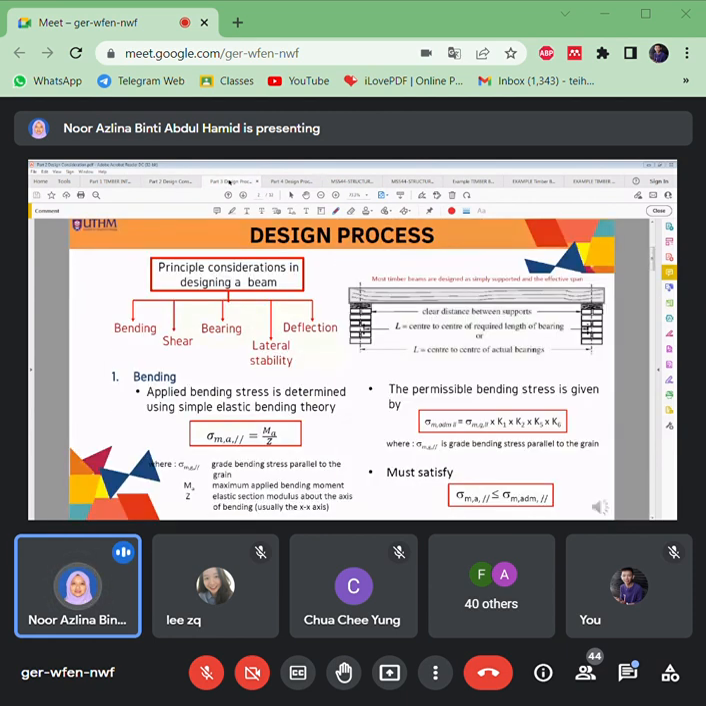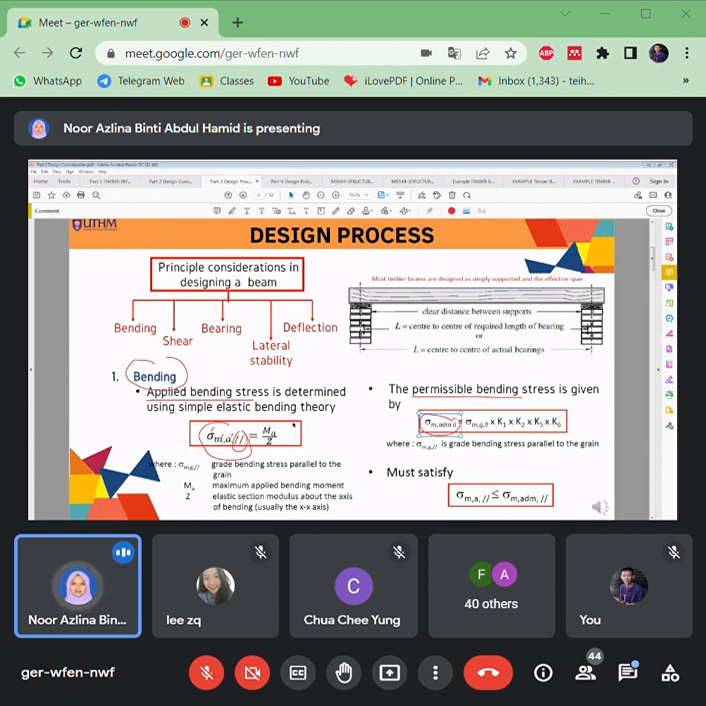Okay, then we go to part 3. In part 3, it lists all the equations that you need to use. First you have to consider the bending. This is the equation for bending, where you compare the applied bending stress with the permissible bending stress. So there will be two equations, one for applied and one for permissible bending stress. Remember this notation: this is applied, this is bending, this is the stress, and this is parallel to the grain. So you have to use permissible also parallel to the grain here.